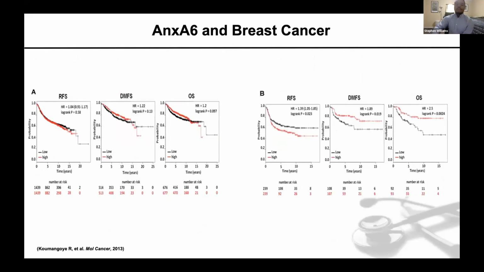We also showed in that paper, looking at a Kaplan-Meier plot of over 3,000 breast cancer patients, that annexin-A6 expression is not significantly correlated to relapse-free survival, distant metastasis-free survival, or the overall survival of these patients. However, in particular in the basal-like subset of TNBC breast cancer patients, you see that low levels of annexin-A6 is significantly correlated to higher relapse-free survival. And on the contrary, high levels of annexin-A6 is correlated to higher distant metastasis-free survival and overall survival in these patients compared to annexin low cells.